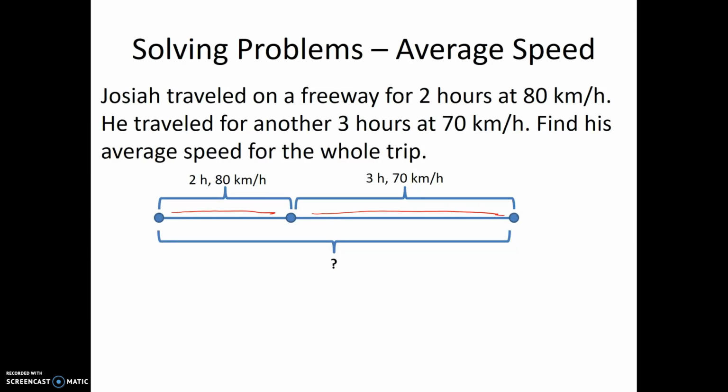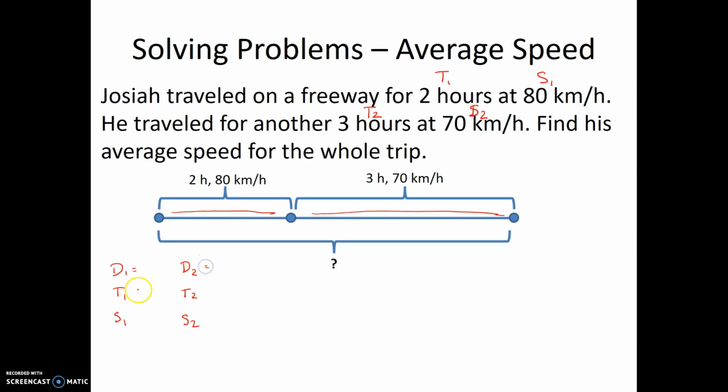Let's start by labeling our word problem. Okay, so he traveled on a freeway for 2 hours, that's my time 1, at 80 kilometers per hour, that's my speed 1. Traveled for another 3 hours, that's my time 2, at 70 kilometers per hour, that's my speed 2. And then over here, let's just write something to keep track of all this: D2, time 2, and speed 2.